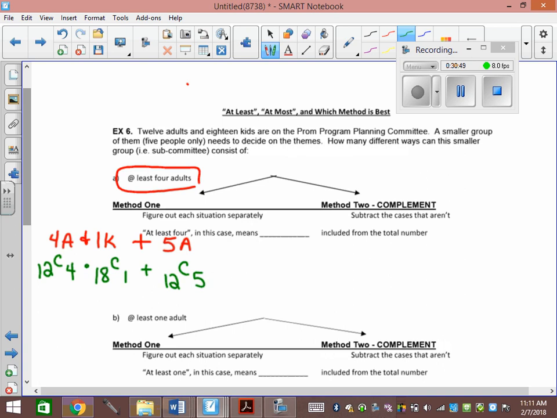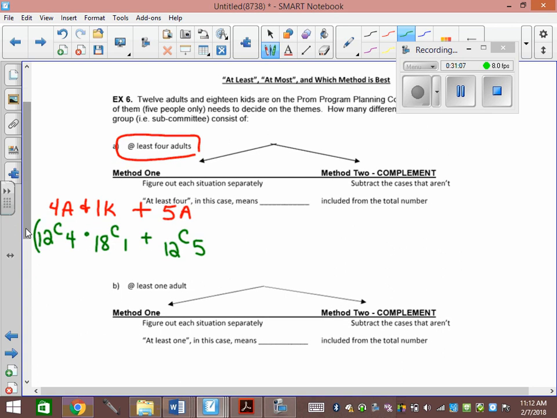Why do I get 12 adults again? I already picked 4. Why isn't it 8? It's a new case, and when you have a new case, what happens? You get anything's possible. All dreams come true. When you get a new case, you get all your people back, right? Start over. If you want to do it in your calculator, you could do this.